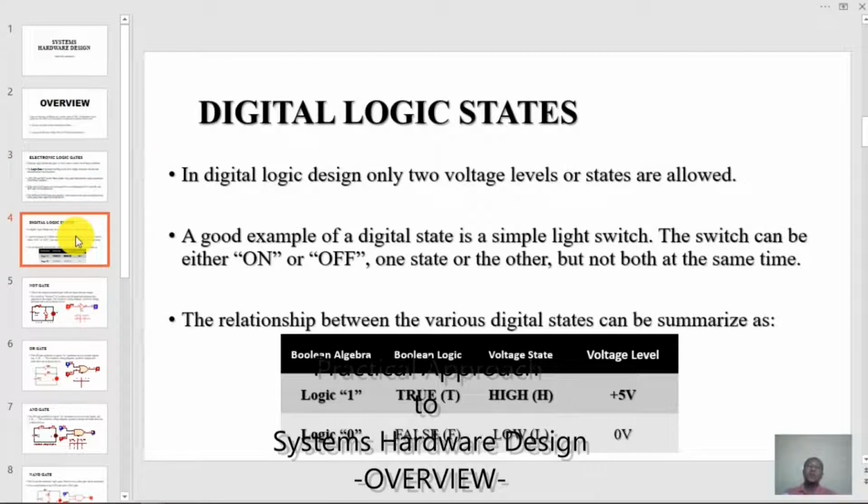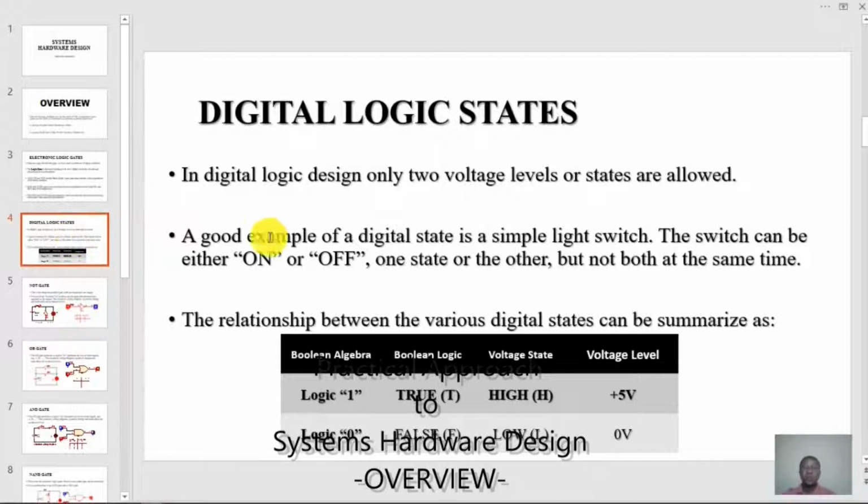These logic gates have states. As we said earlier, they are like switches. So a switch can be either on or off. But in logic gates, we see them as 0 or 1. Based on Boolean logic, you can have it as true or false. Then, as voltage state, it can be high or low. As voltage level, it can be plus 5 volts or 0 volts.